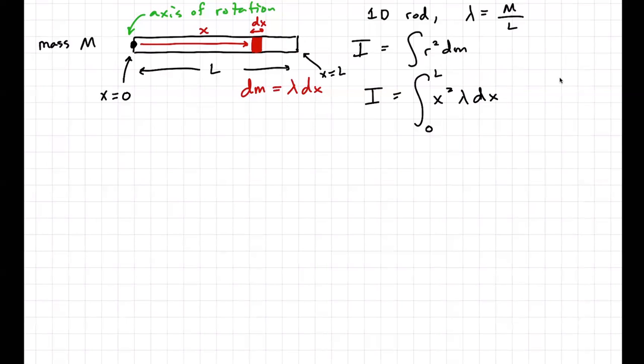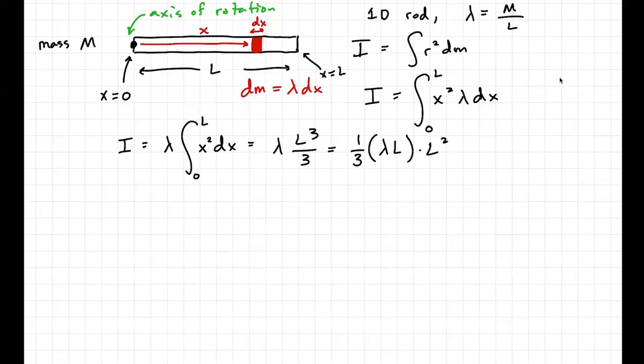Now we can do this. I can pull lambda out of the integral, and then I've got x squared dx from 0 to L. So if I do this, I'll just go quickly through it, I get L cubed over 3. Okay? And I'm going to write that like this. Why did I write it that way? Because lambda L is the mass. So this is 1/3 total mass times length squared. Okay, and that's the moment of inertia of the rod rotating about one end.